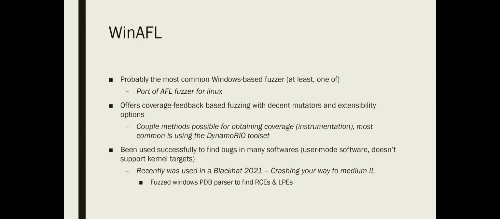Now we can actually look into WinAFL, which is the first fuzzer we're going to look at and use. It's probably one of the most common Windows-based fuzzers, or at least one of them. It's a port of the AFL fuzzer for Linux with some of the AFL++ patches ported into it. It offers coverage feedback with decent mutators by default, and it uses the DynamoRio toolset for code coverage. It's been used to find many bugs in the past.